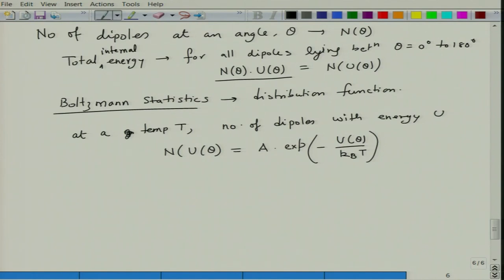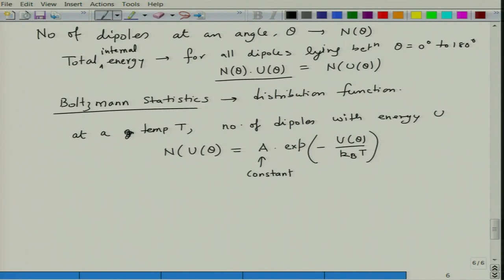So, this is basically probability of having so many dipoles of energy u theta with respect to theta, okay. So, A is a constant here and kB is the Boltzmann constant. So, this Boltzmann function, this equation will provide us the number of dipoles within a given cone, n number of dipoles with energy u theta at an angle theta.